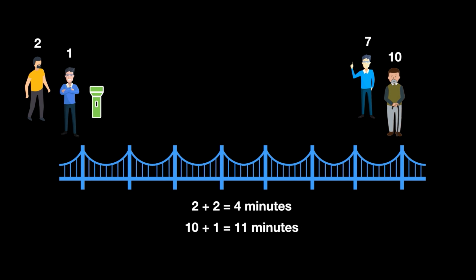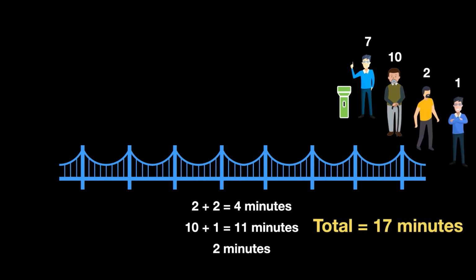In the final step, 1 and 2 cross the bridge. Here the time taken is 2 minutes. In such a manner, the total time taken will be 2 plus 2 plus 10 plus 1 plus 2 equals 17 minutes.